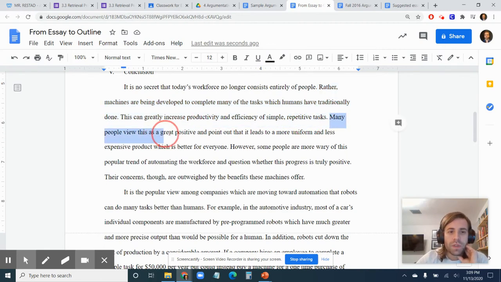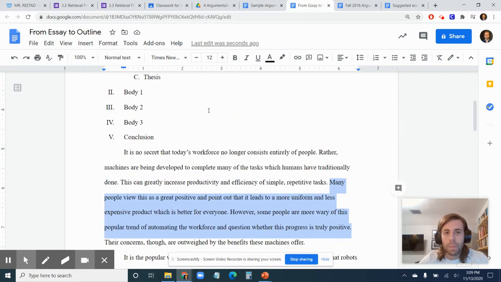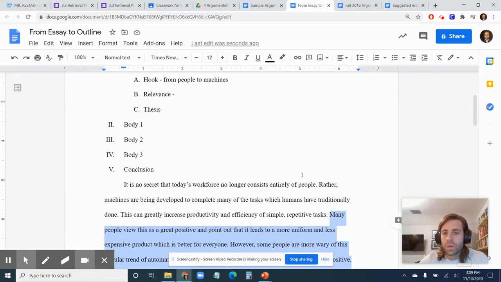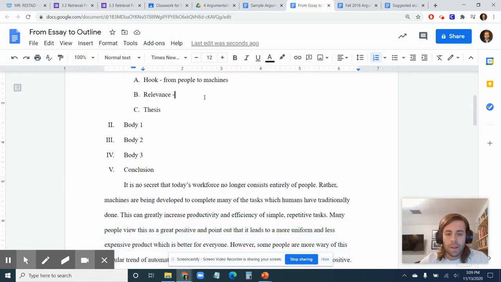So many people view this as a positive, and however, some people are wary of this trend of automating workforce. So it looks like they address both sides here. So I think for the relevance, what I'm going to say is address both sides of the issue, provide reasons.